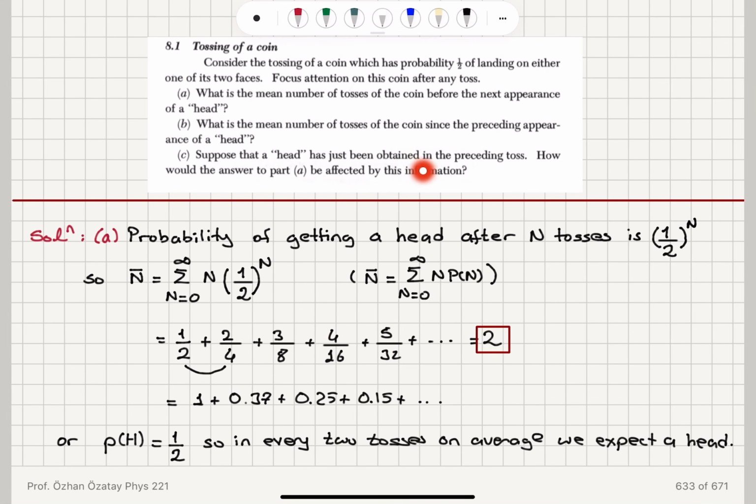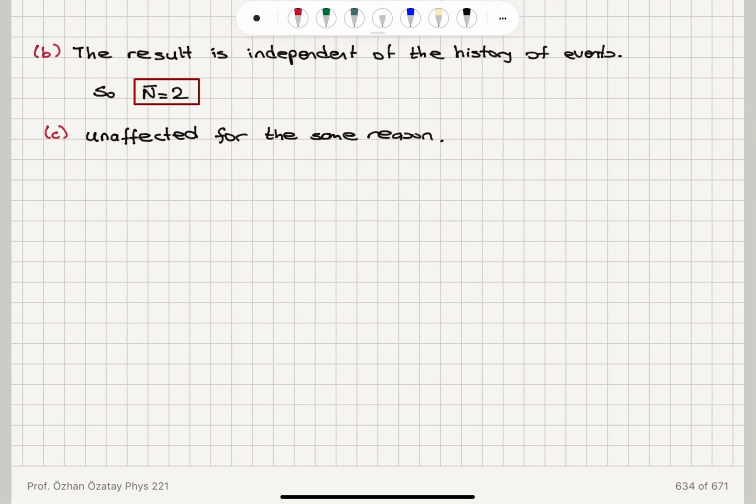If a head has just been obtained in the preceding toss, the answer to part A is unaffected because these are statistically independent events. The result of the experiment is independent of the past.